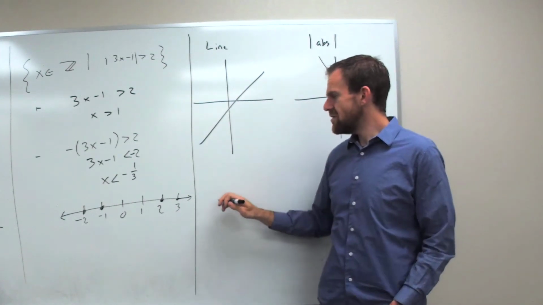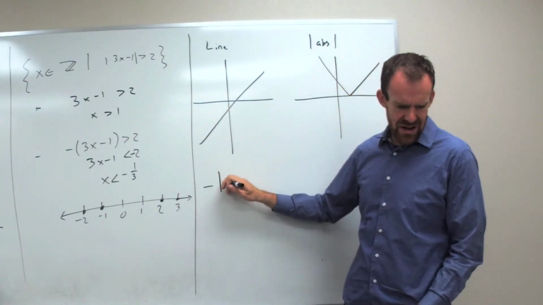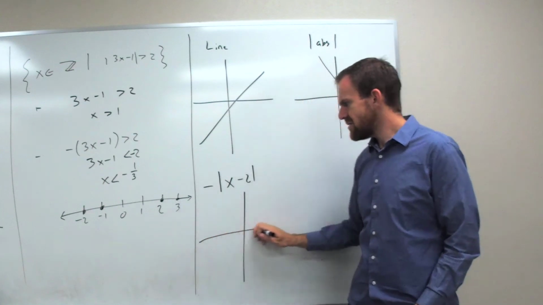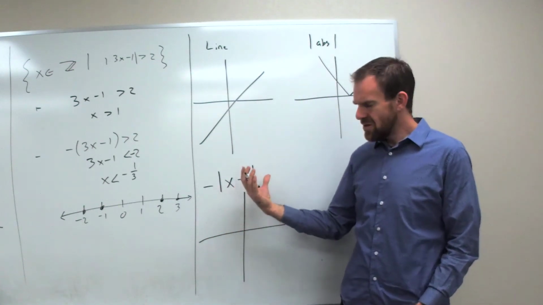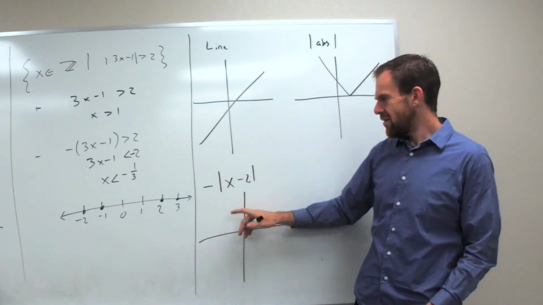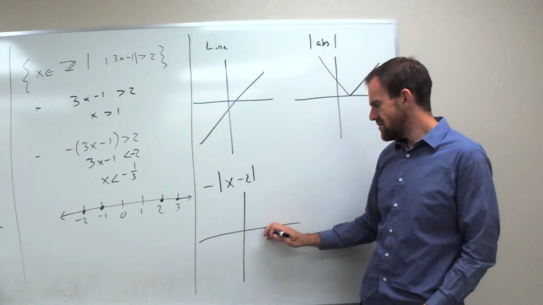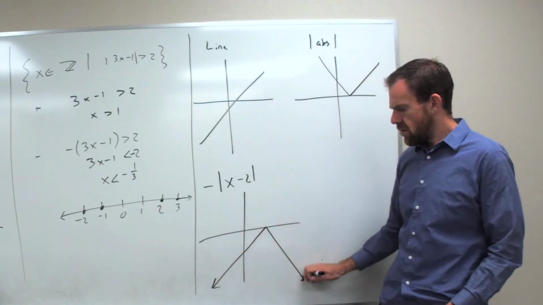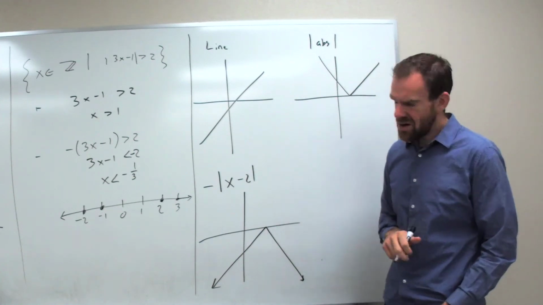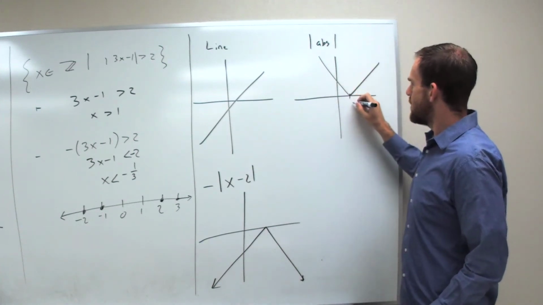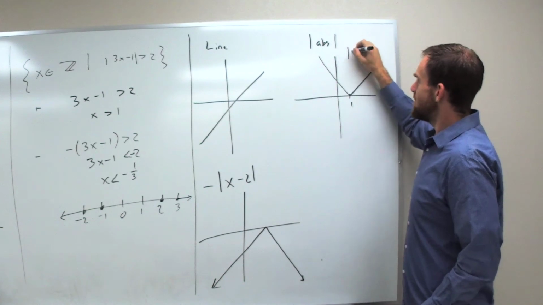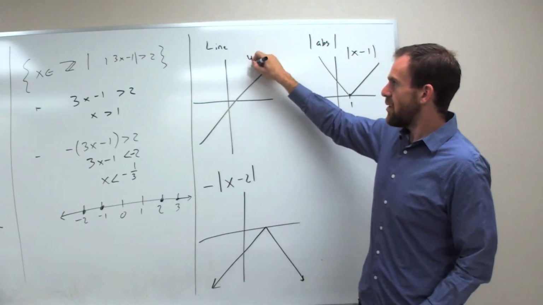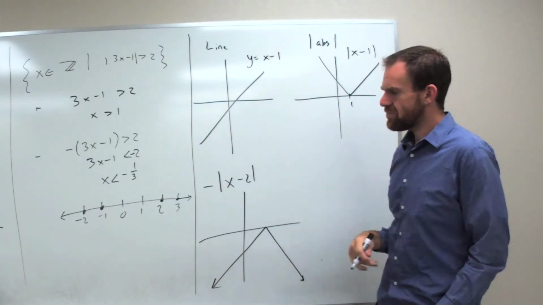The negative absolute value, so let's take negative absolute value of x minus 2, it's going to look like this. It's going to be the negative absolute value, so it's a V pointing down, but it's shifted 2 to the right. So it'll look something like that. In case you want the equation of this one, that would be like, let's call it 1, the absolute value of x minus 1. And this could be like y equals x minus 1.